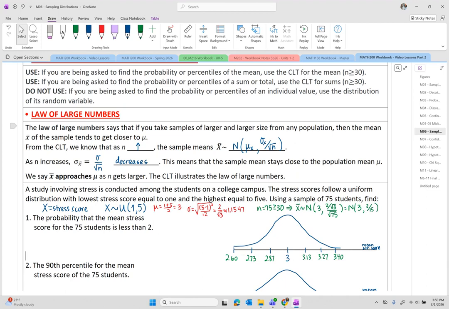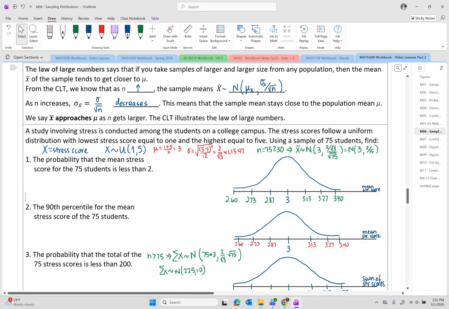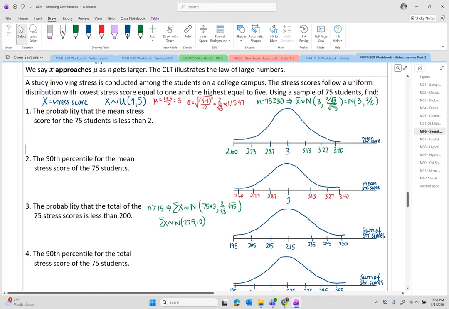And as n increases, the denominator square root of n will increase, and that means that the standard error decreases. The standard error is the spread of the distribution of the means about the mean of the means. This means that the sample mean stays very close to the population mean as n increases, and we say that x bar approaches mu as n gets larger.